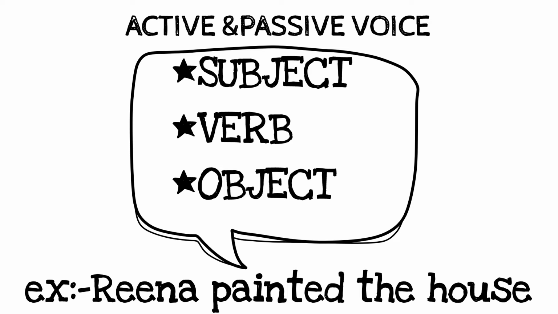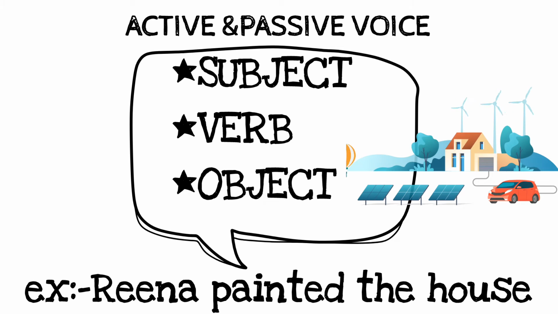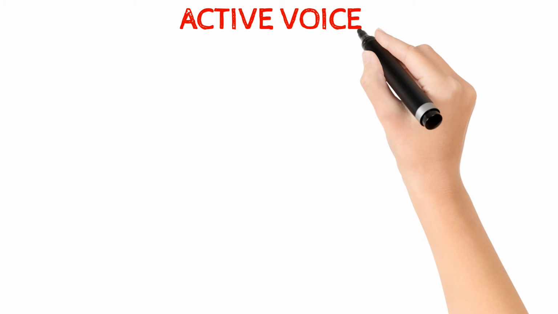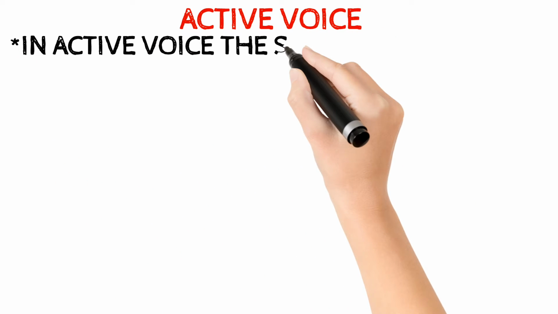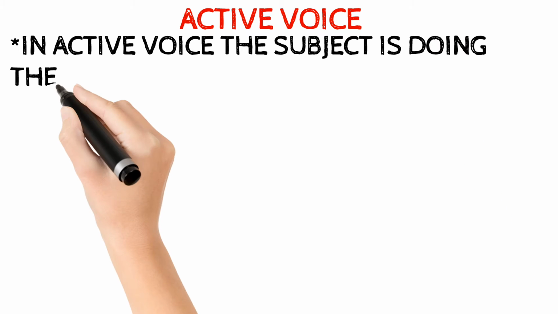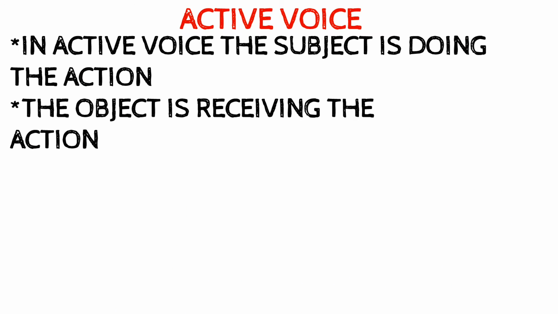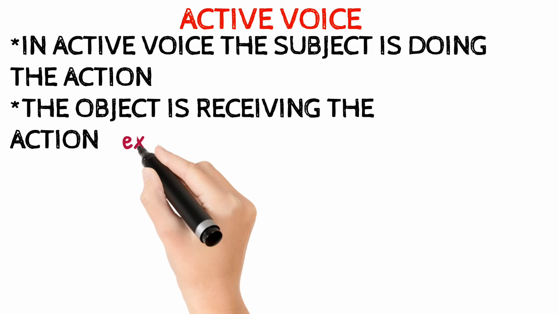Now let us learn about active voice in brief. Okay, after learning these three terms, you have come to know what is subject, what is verb and what is object. Now we will learn about active voice. In active voice, the subject is doing the action. Okay, the object is receiving the action. This is a very important point to remember.